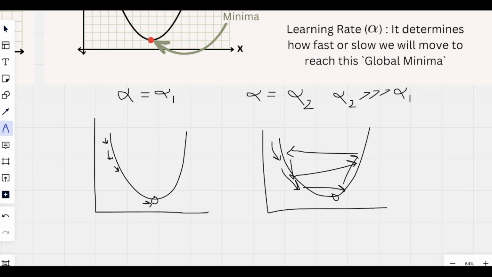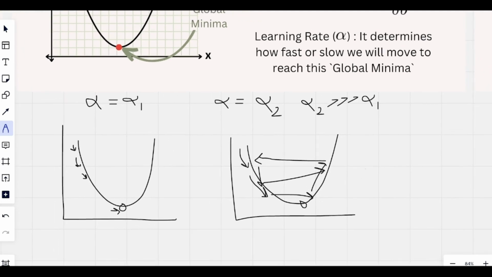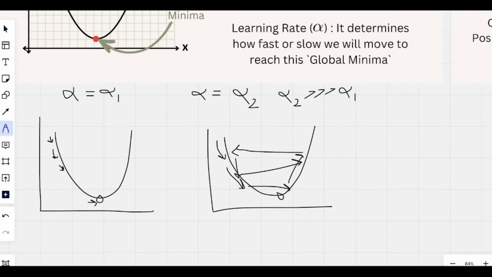So when your learning rate is too large, that is, the steps taken to move towards this global minima are too large, you overshoot the condition. So from both of these, we came to a conclusion that we do not require a very small learning rate and we don't require a very large learning rate. The learning rate should be adaptive. What do you mean by adaptive? Adaptive means it will change depending upon the situation.